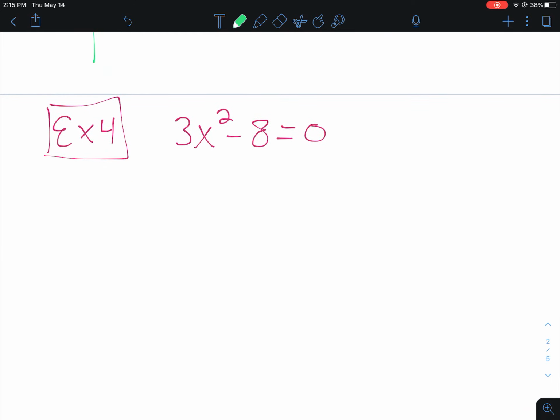Okay, so the next one, 3x squared minus 8 is equal to 0. Again, let's go ahead and isolate the variable. So I'm adding 8 to both sides.